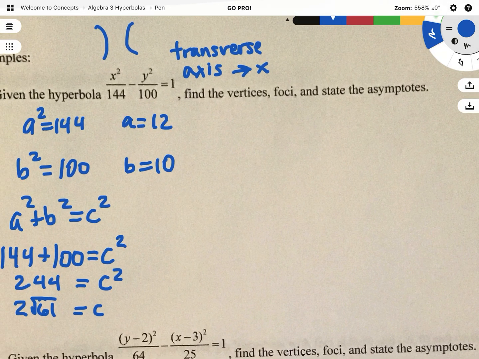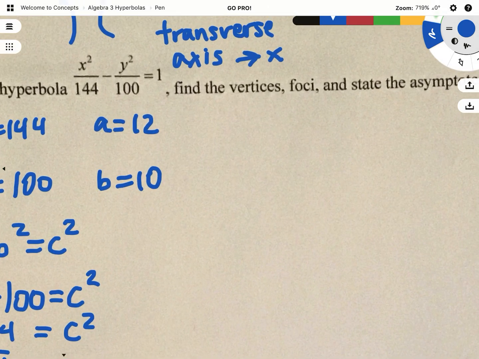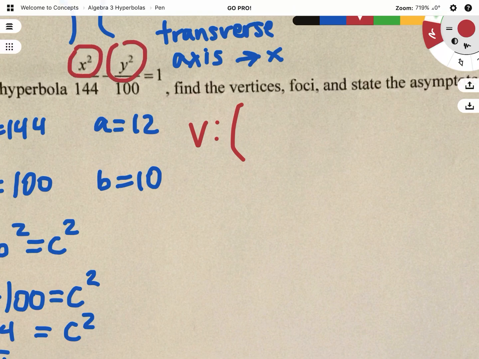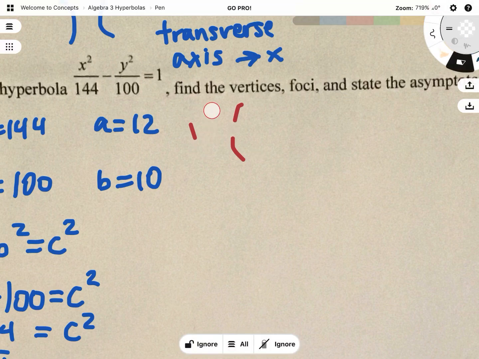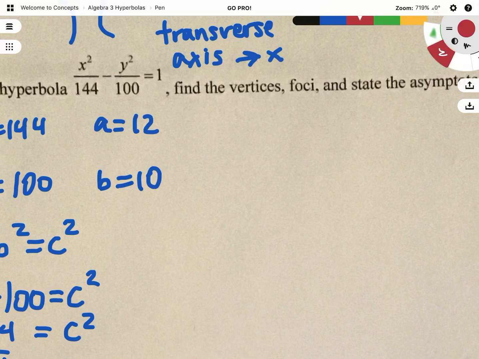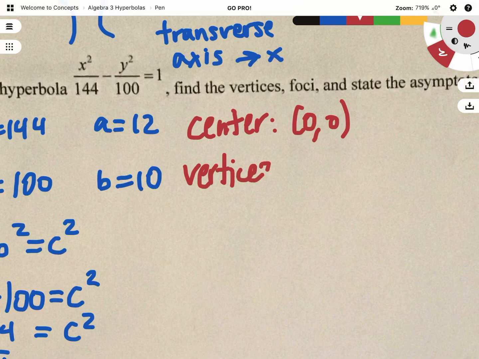Off to the right, I'm going to make a sketch, so I'm going to leave a little space. All right, so vertices, and I'm just going to call them V. So what are my vertices? First of all, where's the center? That's the key here. If we look here and here, there's no plus or minus anything. So the center is going to be at 0, 0. Let's actually write that first. Center: 0, 0.